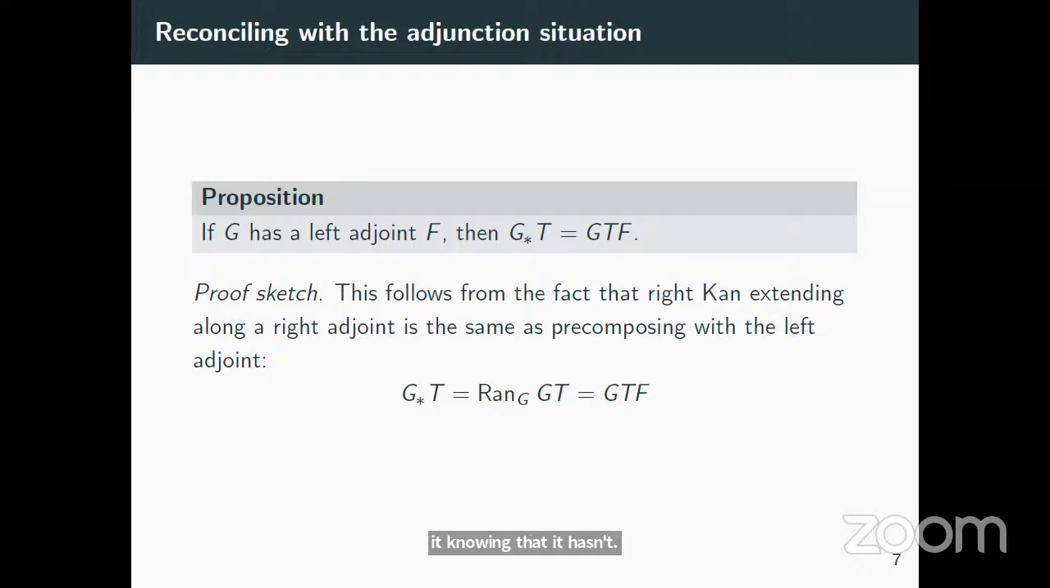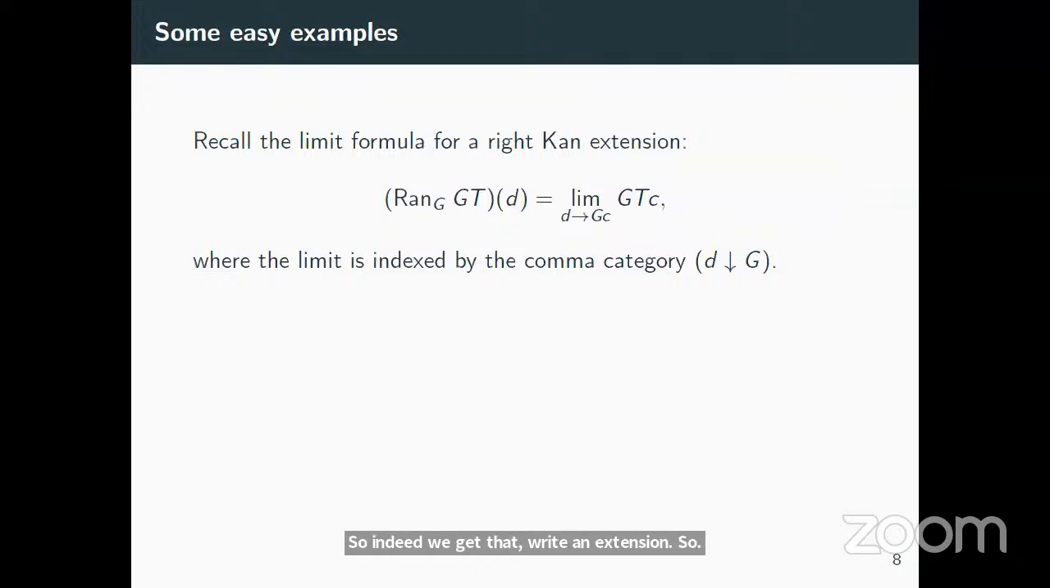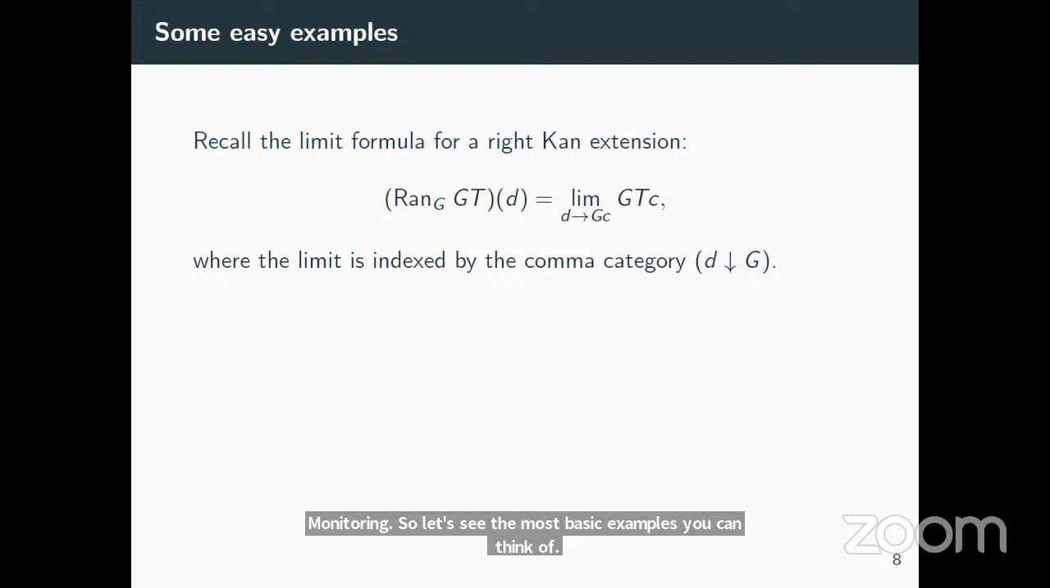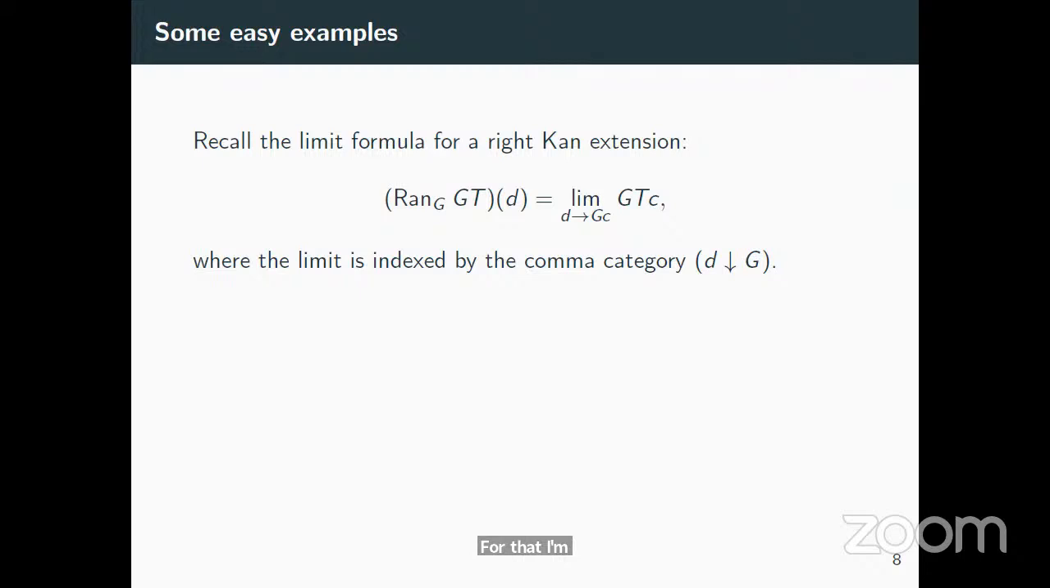It's just a basic fact about right Kan extensions that whenever you right Kan extend along a right adjoint, you can compute that by just precomposing with the left adjoint. So indeed, we get that the right Kan extension is the monad induced by the adjunction. So let's see the most basic examples you can think of. For that, I'm going to recall the basic formula for a right Kan extension, at least the pointwise one, as a limit.